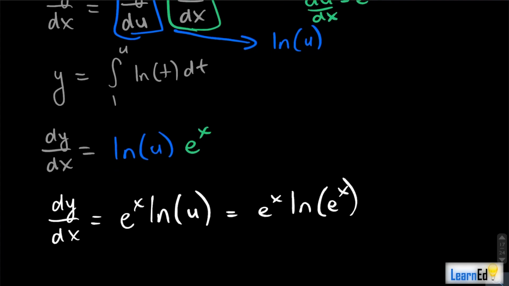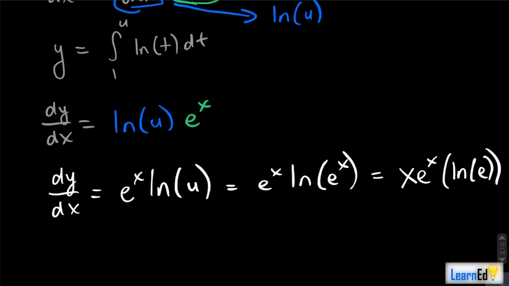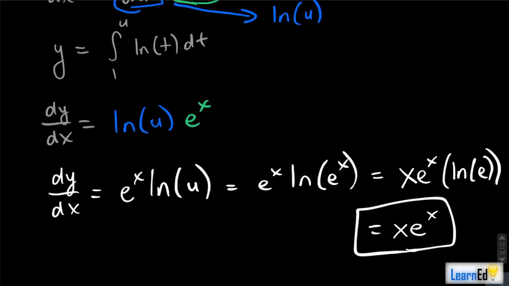Okay? But we can even simplify this further, and that's because if you put the exponent out front of the natural log, you get x times e to the x. I'll put the x outside of the e to the x too. And this is just times the natural log of e. And we know the natural log of e is 1, so this just becomes x e to the x. And that's your final answer.